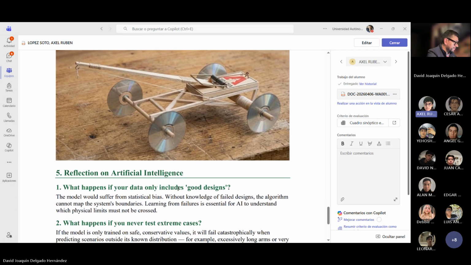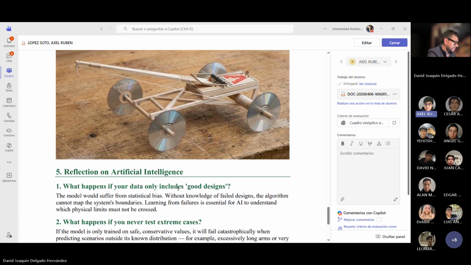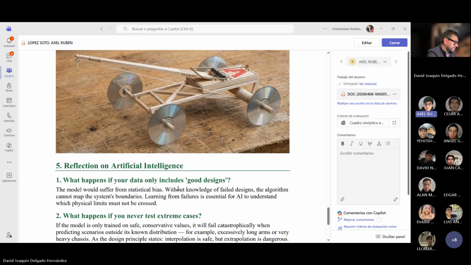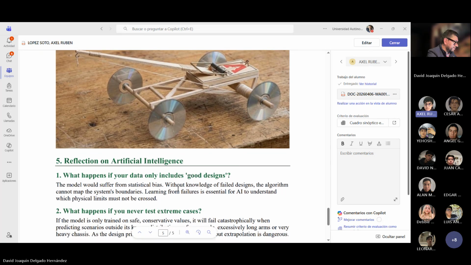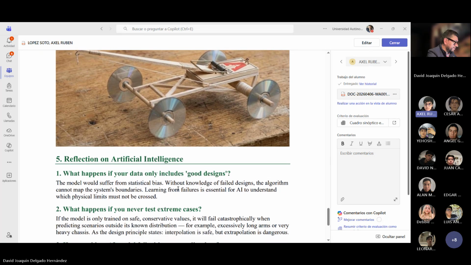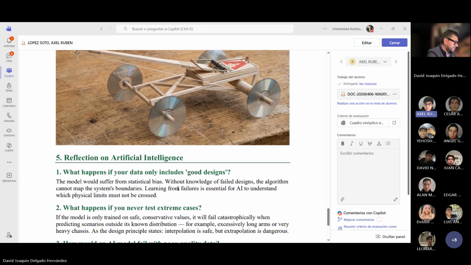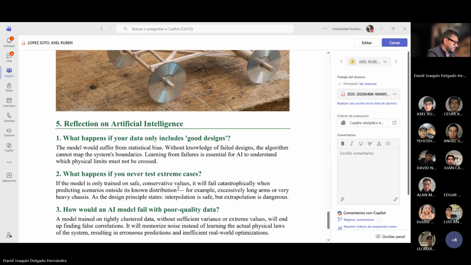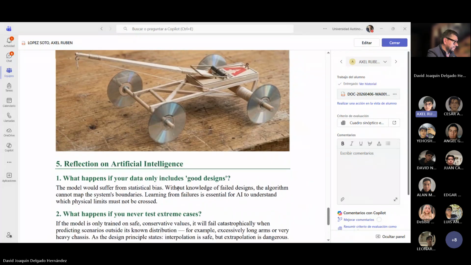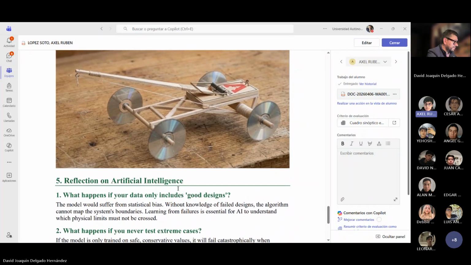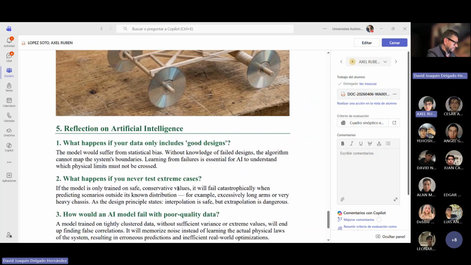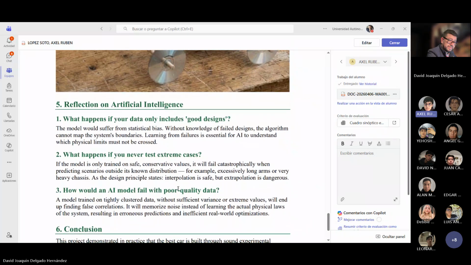And about the artificial intelligence, first, if we only train an intelligence model with good designs, the model suffers from statistical bias. It needs to learn from failures to map the system correctly. If we don't test the extreme case, the AI will fail.